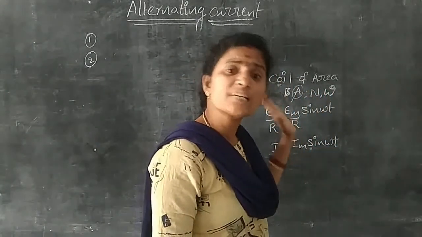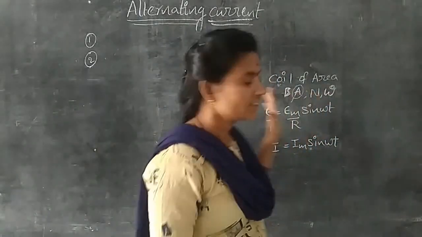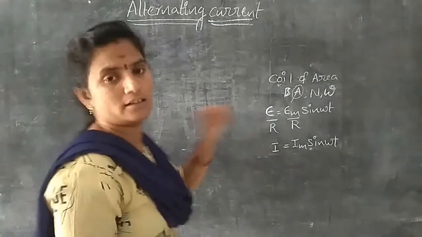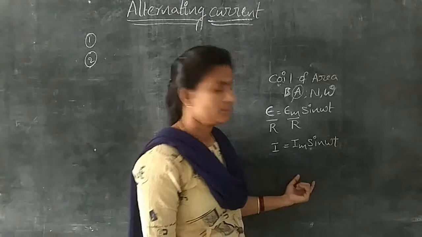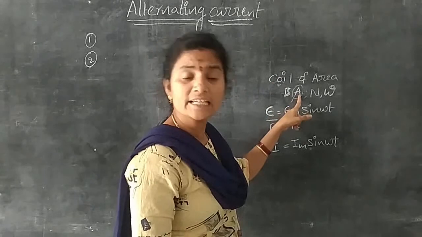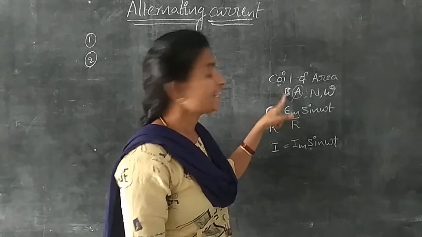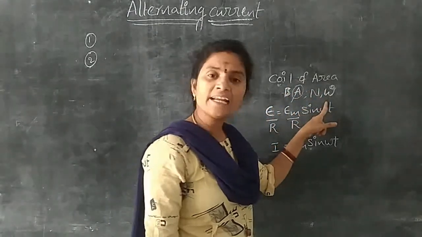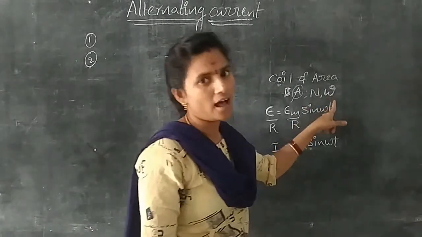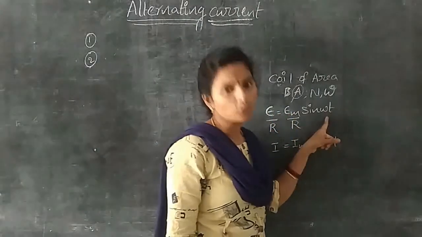And the source which gives us alternating current, that is nothing but an AC source. So what is the equation of the alternating current? We know that consider a coil, area of the coil is A, which is in the magnetic field B. It has N number of turns and it will rotate with angular velocity omega. Then the induced EMF is equal to Em sin omega t.